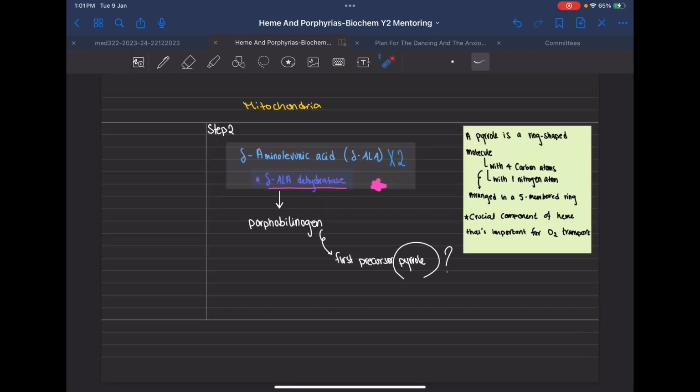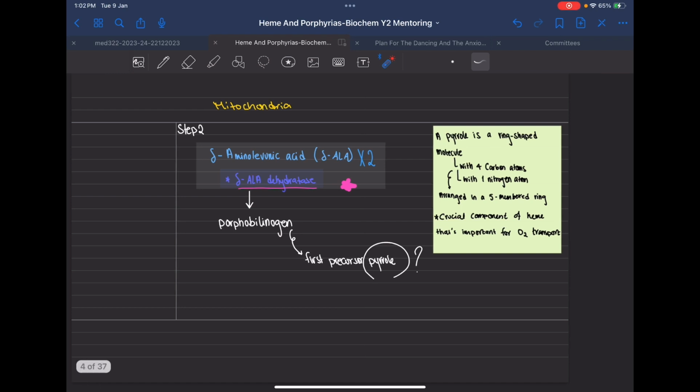I'm going to go over what a pyrrole is and its importance, and what a precursor pyrrole is, in more detail later on. Again, it's going to make more sense with context that we're going to be covering in a bit, which is why I'm going to be explaining this a bit later on.